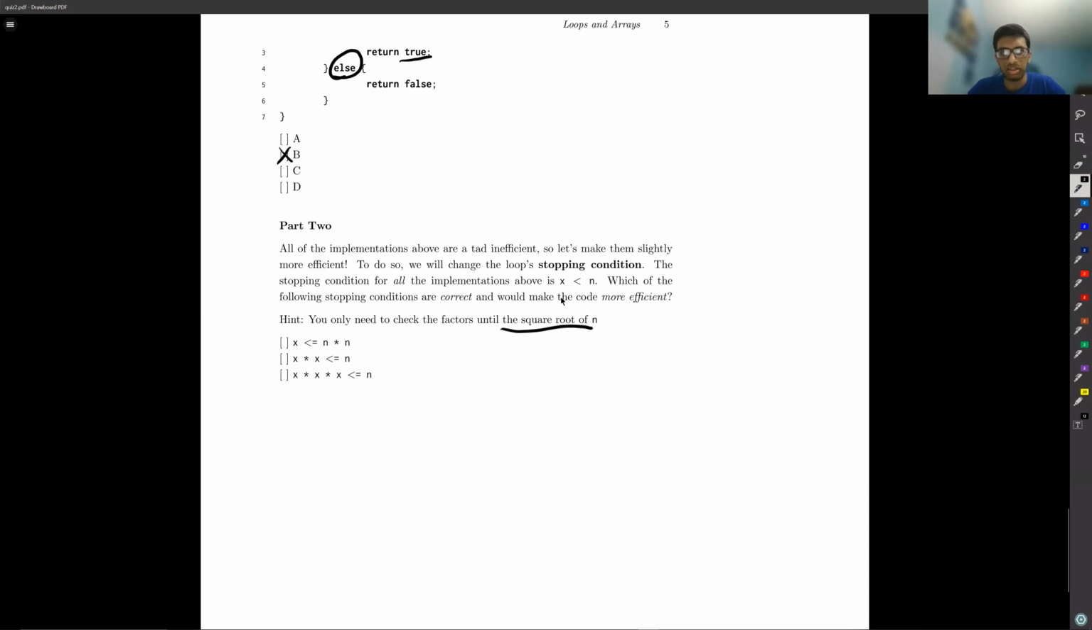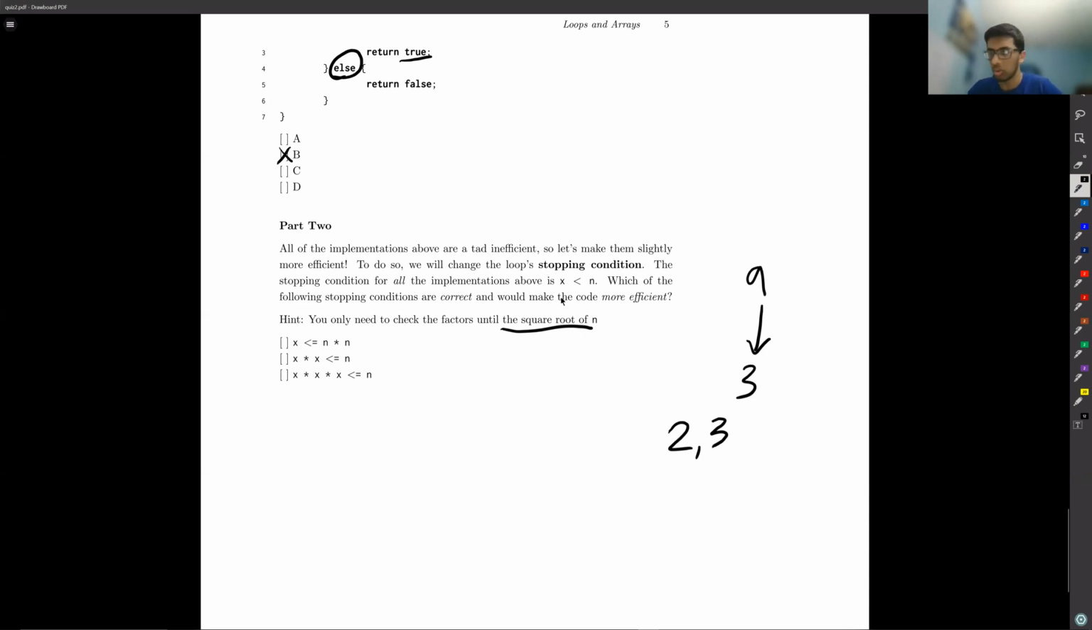So if I take n to be the number 9, I'm picking 9 here because it's a square number, so the square root of 9 is 3. So I only need to check the factors until the square root of n. So I need to check 2. Again, I'm not checking 1 because, like we said, 1 is less than x is less than n. Every number is going to be divisible by 1. But I need to check 2 and I need to check 3. Of course, we need to check 3 because we know that 9 is not actually prime.